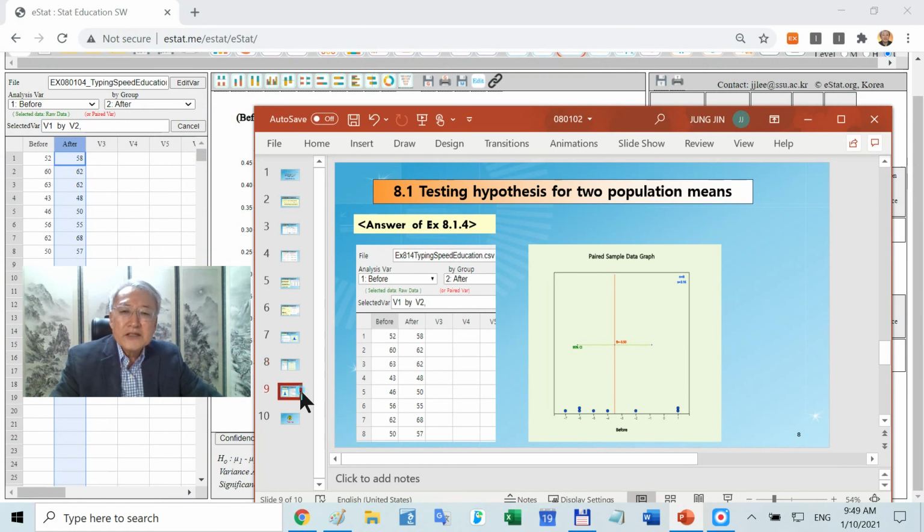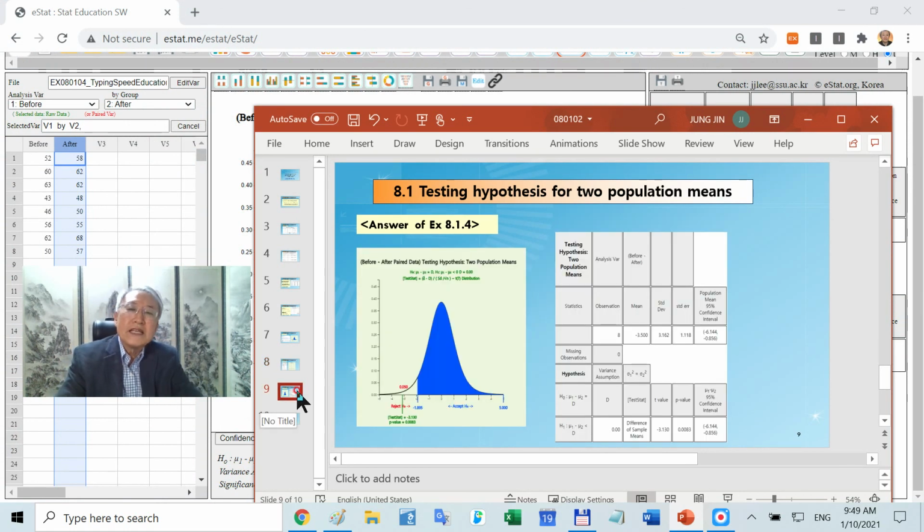This is hypothesis testing in the case of paired data. Be sure you understand what paired data means. If there is individual difference, you have to apply this technique to compare two population means. See you in the next class.